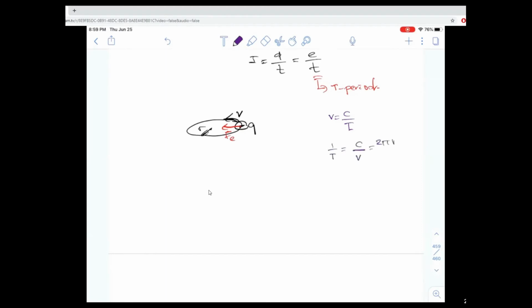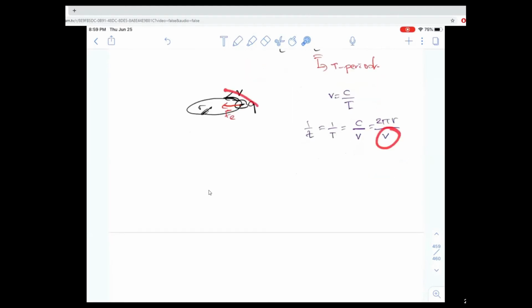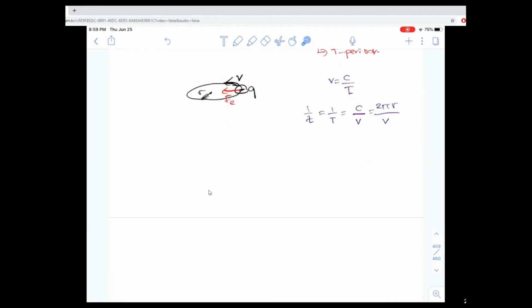So you got 2 pi r divided by the speed. And this is the same as 1 over t. I already captured this expression here, so I can plug this back in here. This will give me my current. What I need at this point is the speed. I can get the speed out of here because this is your circular motion.